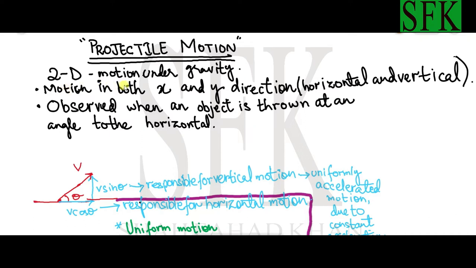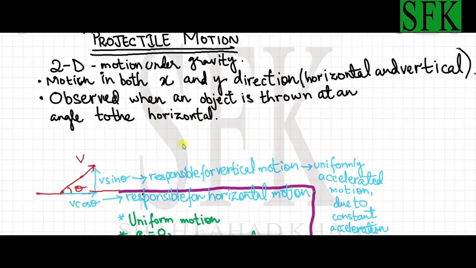that has two parts, one in the x direction and the other in the y direction, meaning the horizontal direction and the vertical direction. So x and y are the two directions in which the projectile motion proceeds, the two components of the projectile motion. Projectile motion is observed in objects that are thrown at an angle to the horizontal.